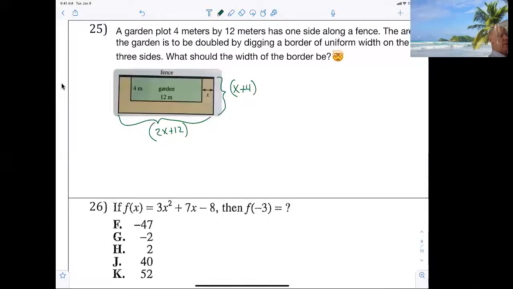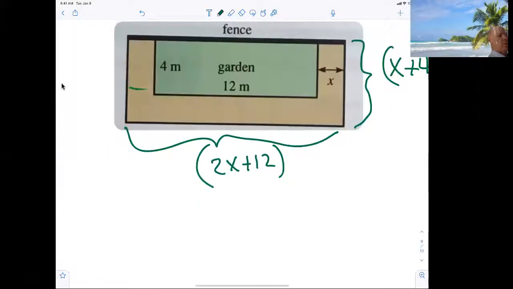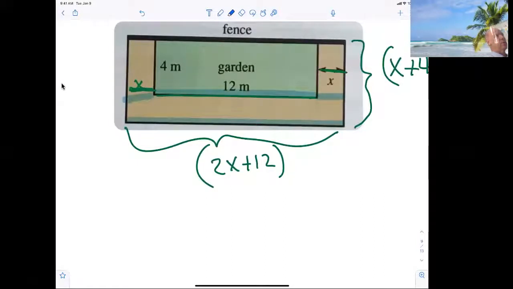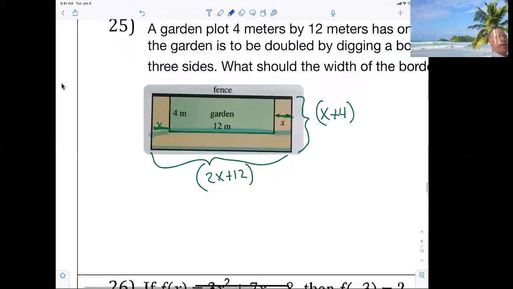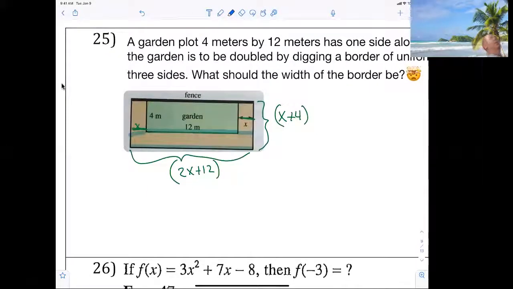Are you having trouble with this, Jensen? What's this distance from here to here? Good. Are you having trouble with 1x plus 1x plus 12? I looked at the picture and I said, this distance is 12 plus 2x. It's this 12 plus this x plus this x. All right, now I need an equation.